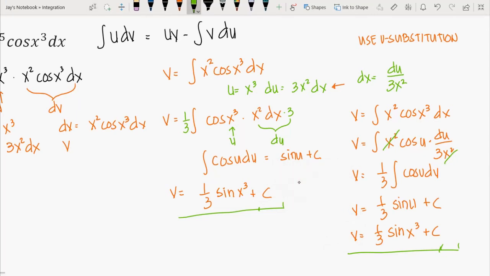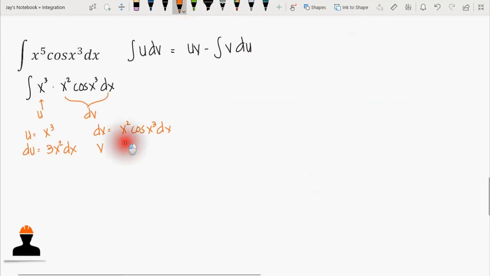So we now go back to our original problem. We know that the value of v, from the integration that we had, is 1/3 sine x cubed. So this is the value of v. Now we are going to use this u, dv, and v in our integration by parts. So we have here our u, which is x cubed, times our v, correct?